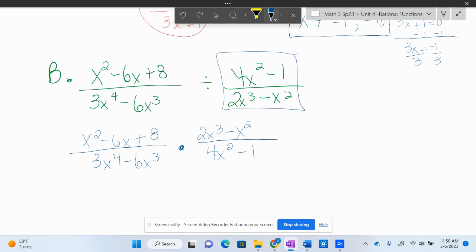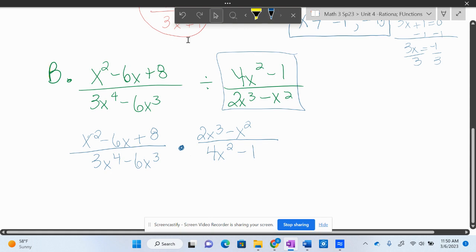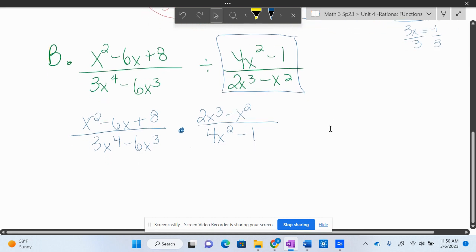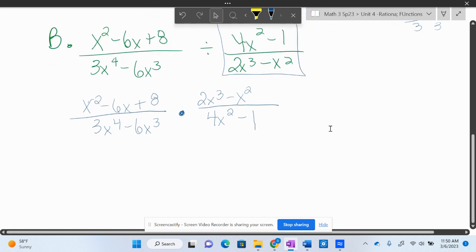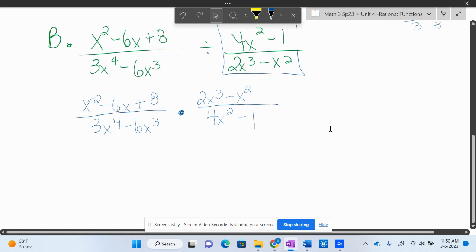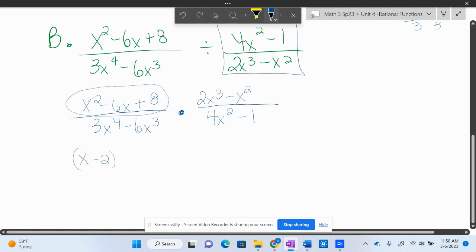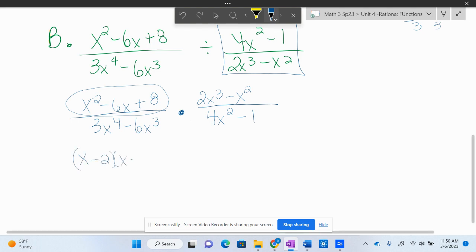So now we have to factor or find some GCFs. Can we factor that first expression? That looks a lot like our warm-up. Almost exactly like our warm-up. What's this factor out to? That's what we did in our warm-up today. Yeah. X minus 2 times x minus 4.